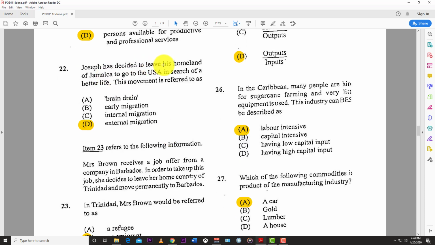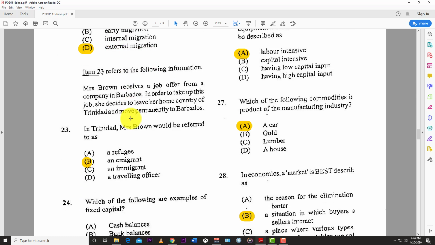22, Joseph decided to leave his homeland of Jamaica to go to the US in search of a better life. This movement is referred to as, and of course as, external migration. Normally brain drain. If they wanted us to say brain drain, they would have mentioned whether Joseph is a skilled or a very valuable person, a knowledgeable person, but they did not mention that. It's just somebody leaving to find a better life, and so that's external migration.